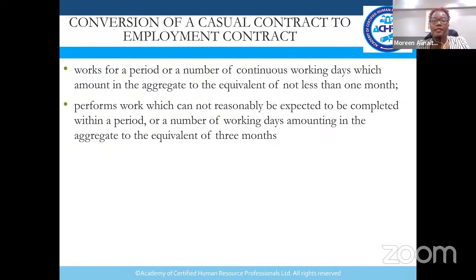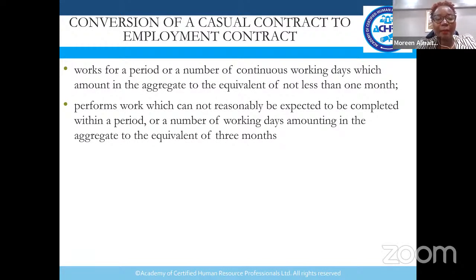So, under what circumstances can a casual contract be converted into an employment contract? If somebody works for a specific period or number of continuous working days which amount in aggregate to the equivalent of not less than 1 month. What does this mean? If somebody works for you, maybe you've given them a casual workers type of contract, and they work for 1 month continuously without a break, then it is converted into a contract of employment, okay?